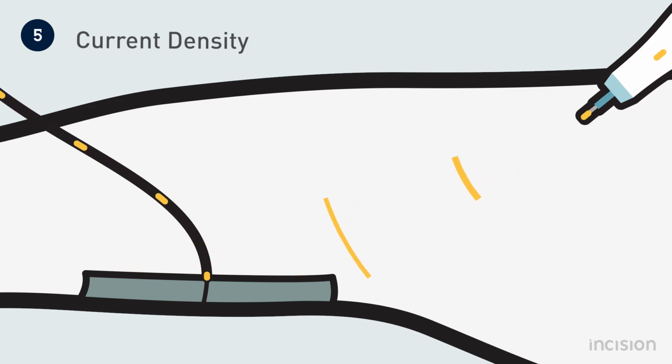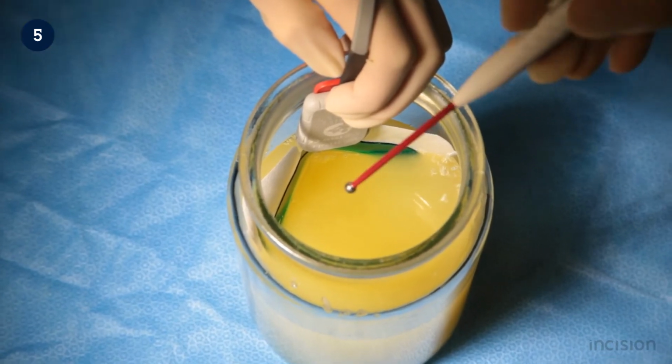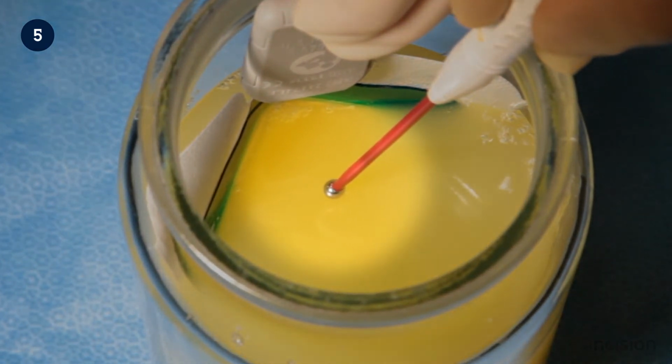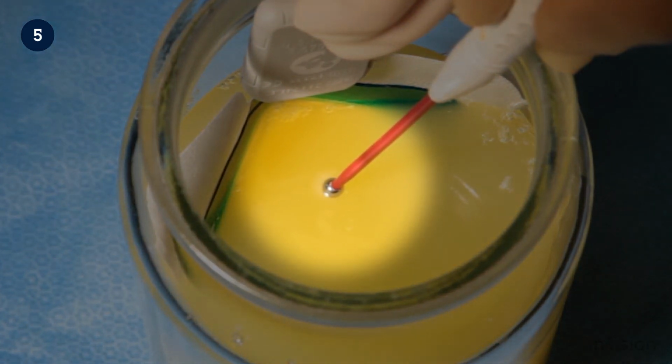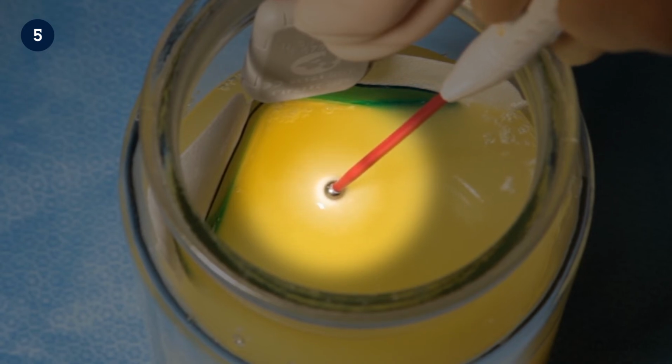As a result, the heat created will be highly concentrated at the active electrode and highly distributed at the dispersive plate. When using monopolar electrosurgery in egg white, it can clearly be seen that current quickly disperses from the active electrode towards the dispersive plate. Here, only the egg white near the active electrode is heated and hardened due to the relatively large current density.